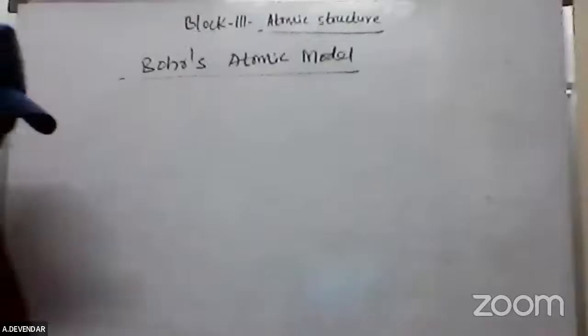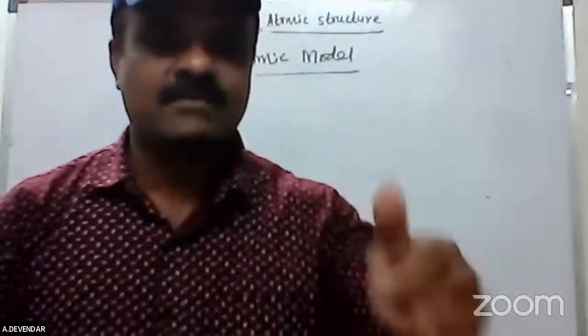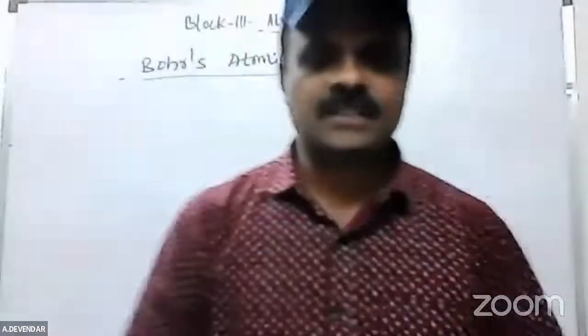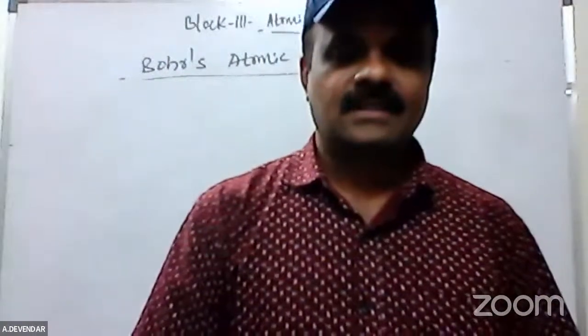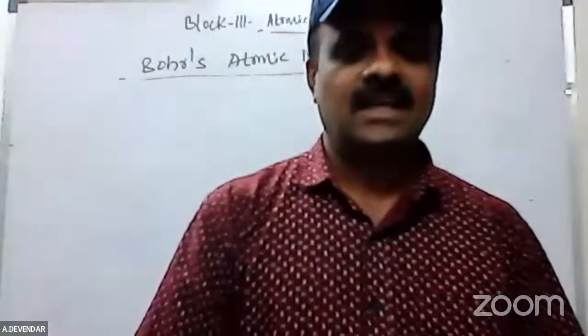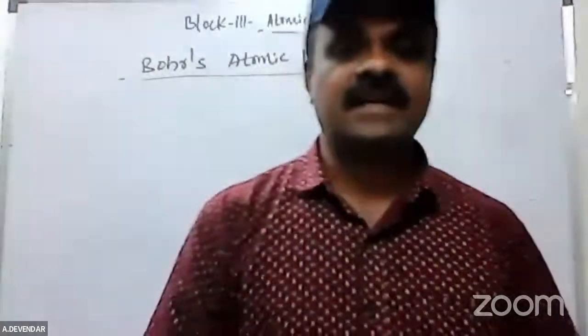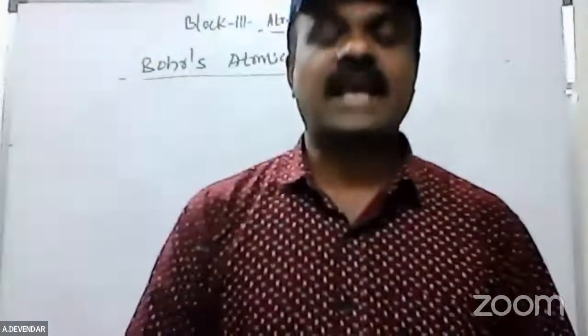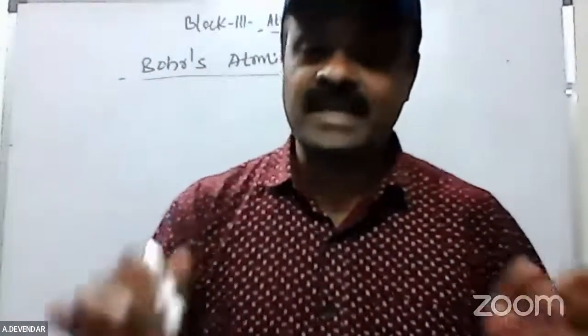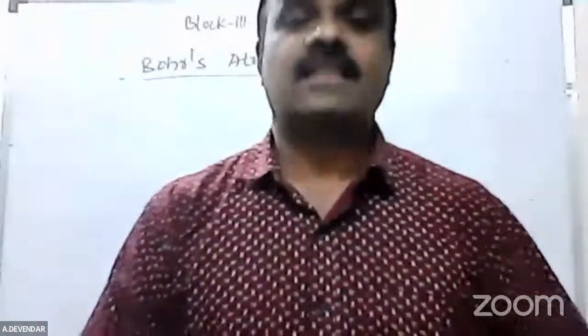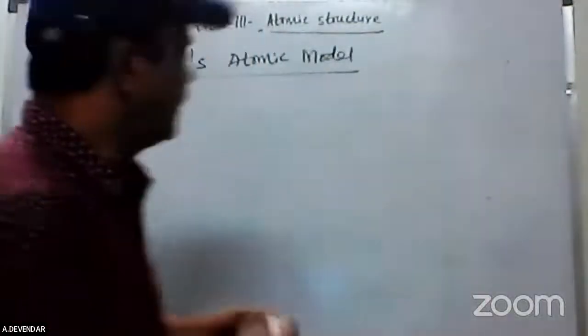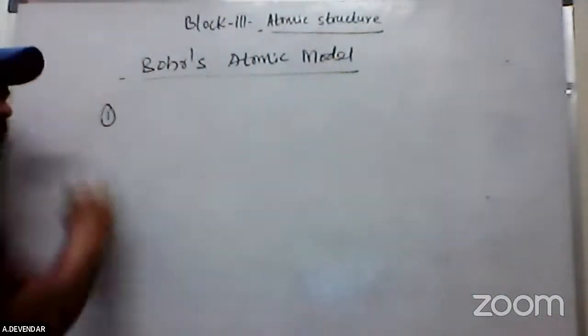Now friends, Bohr adapted more than 50% of the basic concepts of Rutherford only. What are the basic concepts? The atom is a sphere, and most of it is empty space. The positive charge and the mass of the atom are concentrated at the center. The center is called the nucleus. Around the nucleus, electrons are revolving. This is the basic concept of Rutherford that is adopted by Bohr's atomic model.